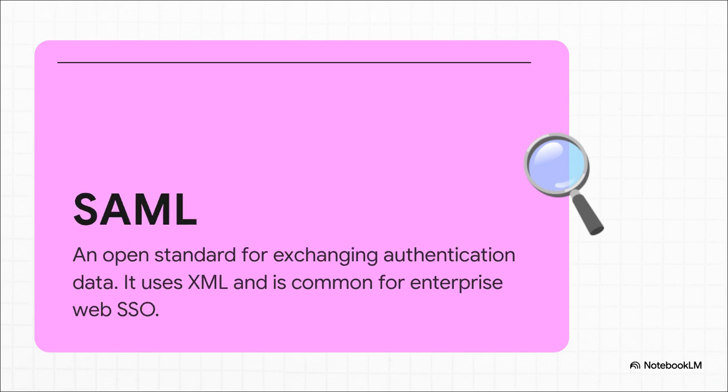And then we have its older, more corporate cousin, SAML. While OIDC is the new kid on the block using modern JSON, SAML is the seasoned veteran. It's been the backbone of enterprise SSO for ages. But instead of JSON, it uses old-school XML to bundle up your information into a package called a SAML assertion. If you're logging into your company's instance of Salesforce or Workday, you're almost definitely using SAML.